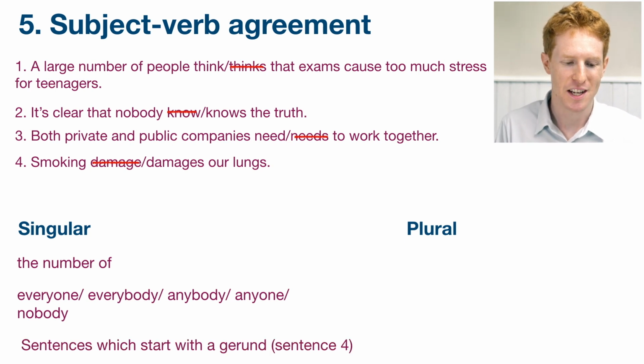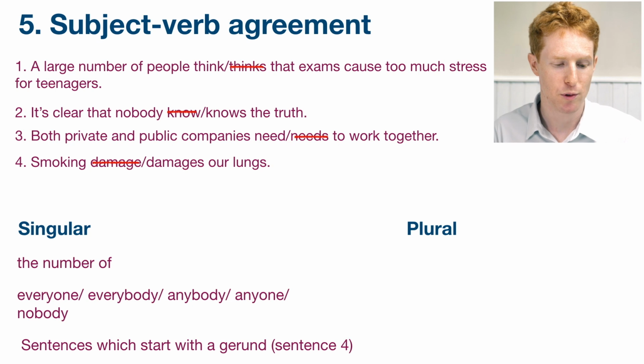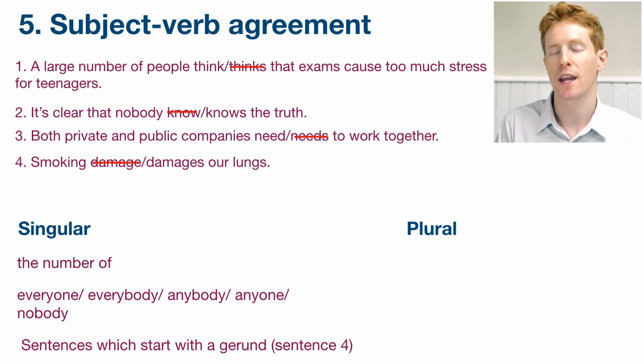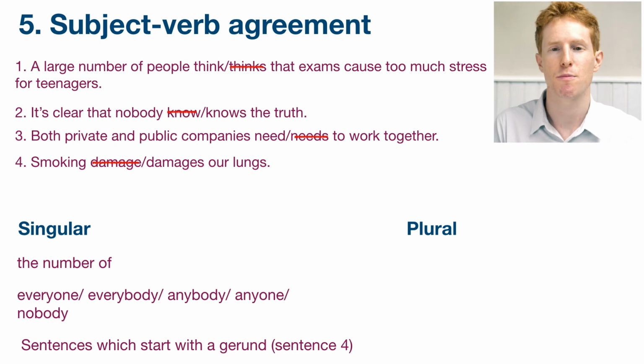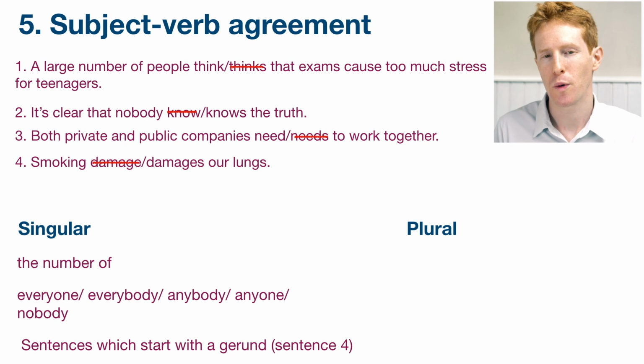Sentences that start with a gerund. So we can see that in sentence number 4. Smoking damages our lungs. So we don't say "smoking damage", it's "smoking damages". So when we have a gerund, we always have a singular noun.